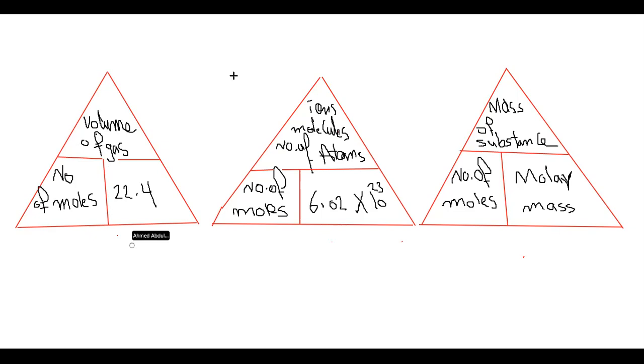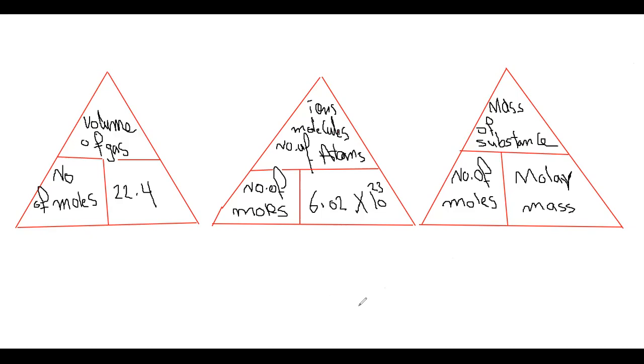So we have three pyramids. Number one: number of moles equals mass of substance over molar mass. Number two: number of moles equals number of ions, molecules, or atoms over Avogadro's number, 6.02 times 10 to the power 23. And the third: number of moles equals volume of gas over 22.4, and it must be at STP.